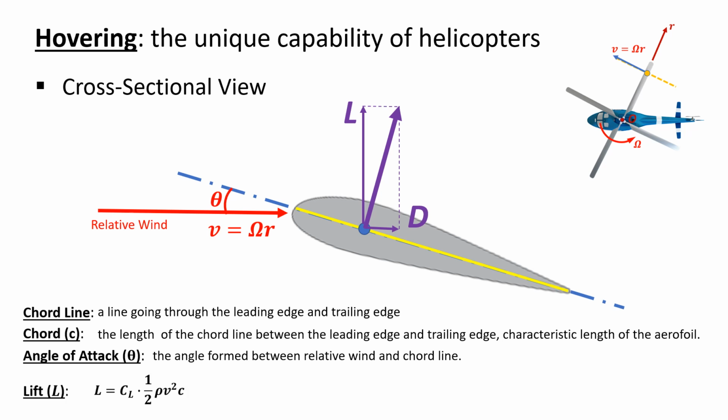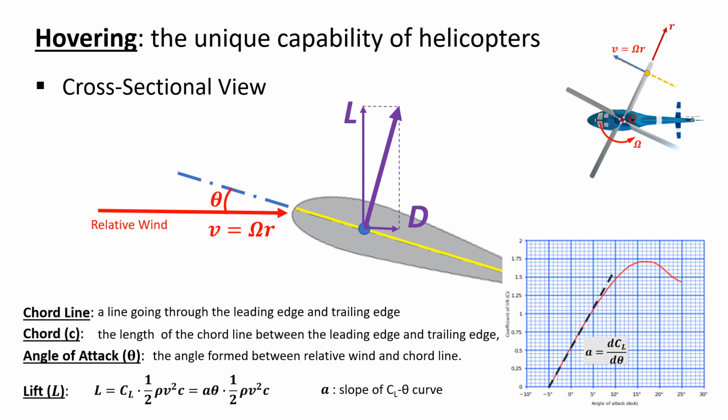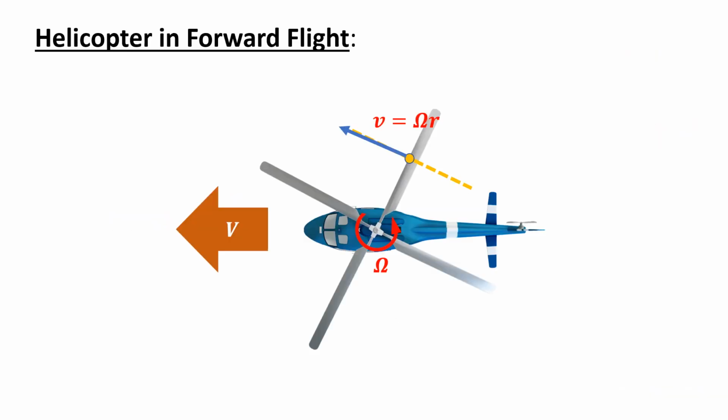Then we know the lift can be calculated as CL times half rho v squared times c, and CL can be further approximated as A times theta. Theta is the angle of attack, as already reviewed, and A is actually the slope of the CL-theta curve. This is because before the stall happens, the CL grows linearly with angle of attack as shown in this graph. Okay, we are getting familiar with the lift generation during hovering.